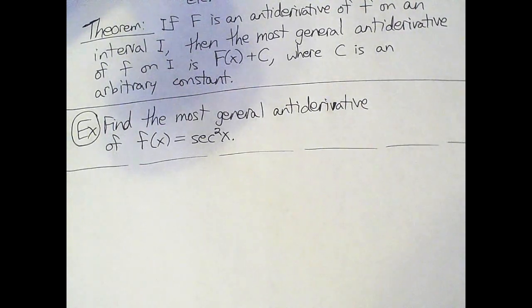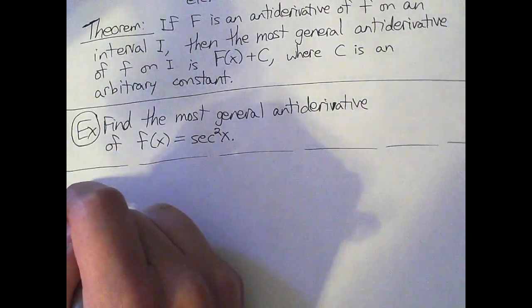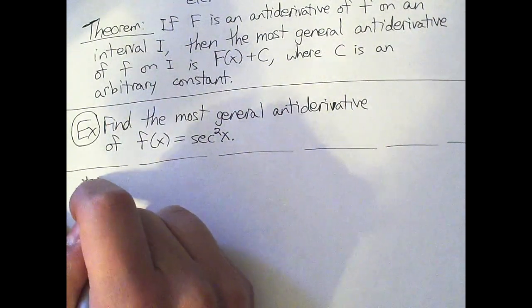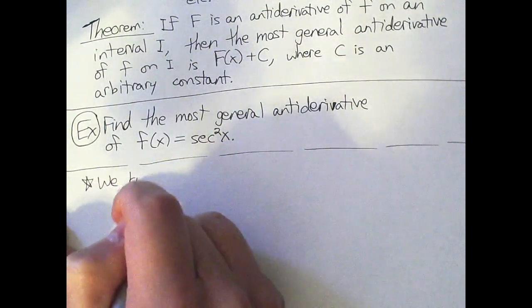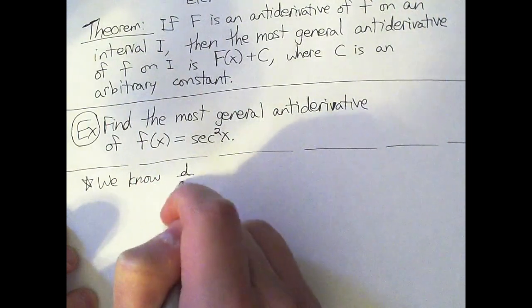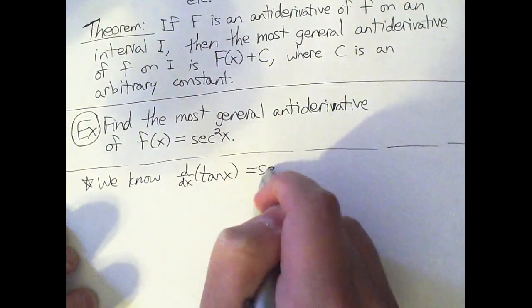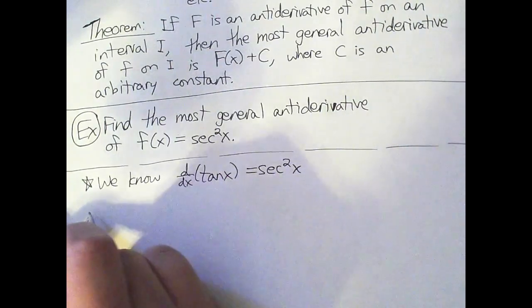So I'm thinking about trig function derivative rules that I know. I know the derivative of sine, the derivative of cosine, the derivative of tangent. Yeah, actually, we know the derivative rule for tangent. Do you remember that? The derivative rule for tangent is secant squared x.